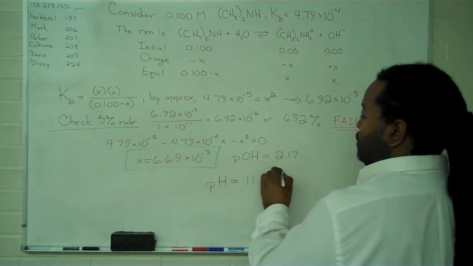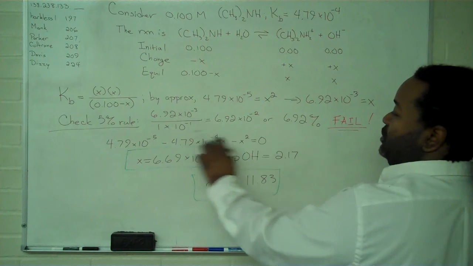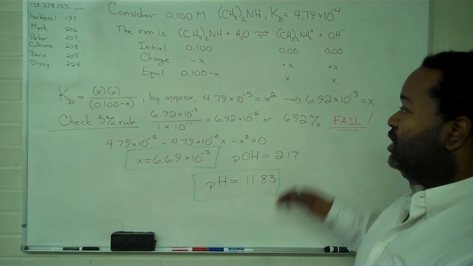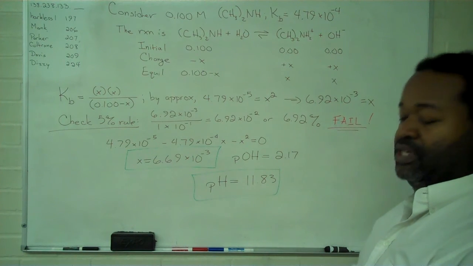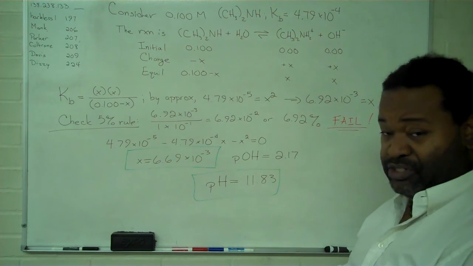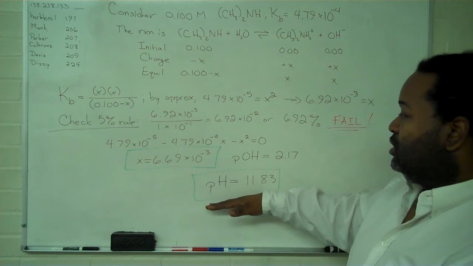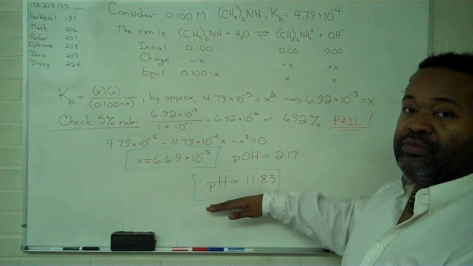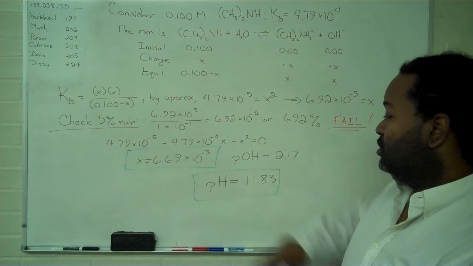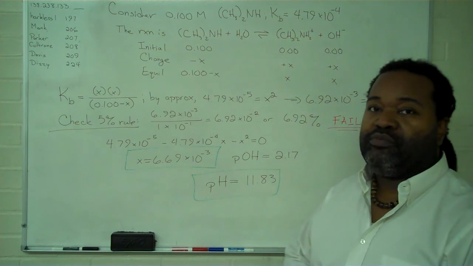So we have to take the additional step of using the quadratic formula because when we compare against the 5% rule, the answer we get out of approximation is larger than 5%. Once we've gone back and found the true value of x, we can determine a pH value, which we have here as 11.83.